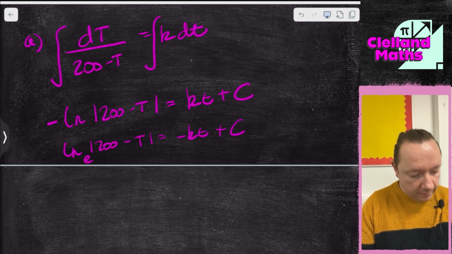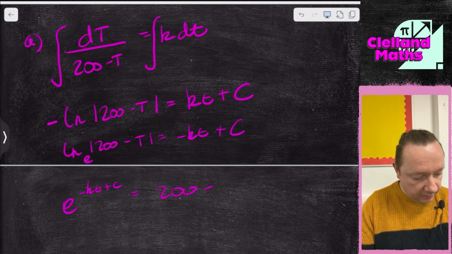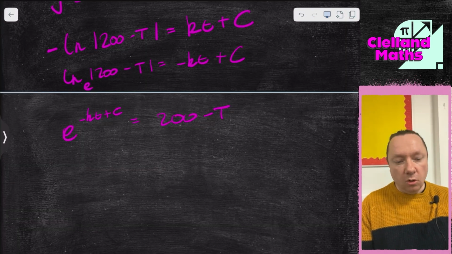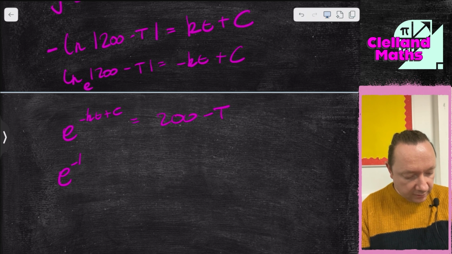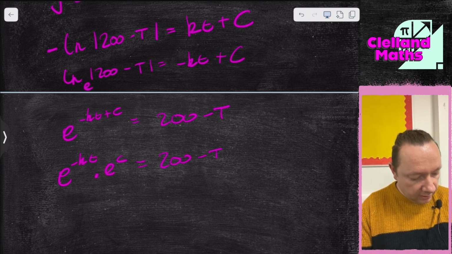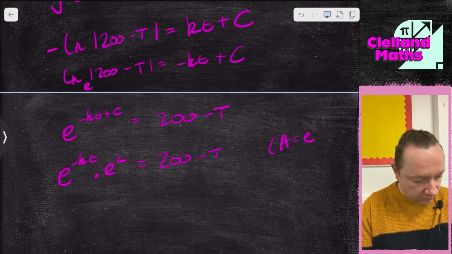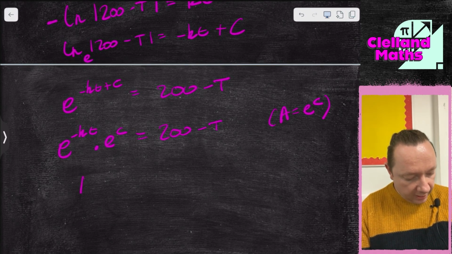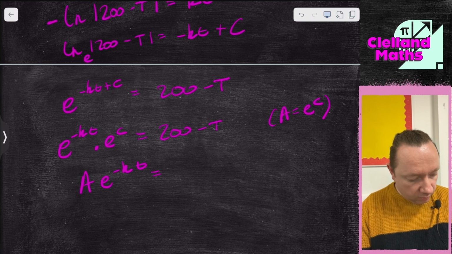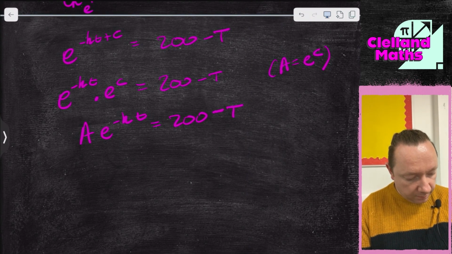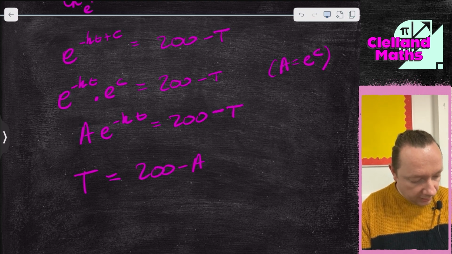Now that's an e to the minus kt plus c then equals 200 minus T. I'll just get that as plus c because c is just a constant, so it doesn't matter. So then that's e to the minus kt times e to the c equals 200 minus T, and then just let A equal e to the c. So that means that A e to the minus kt equals 200 minus T. So taking the T to be positive, that's T equals 200 minus A e to the minus kt.